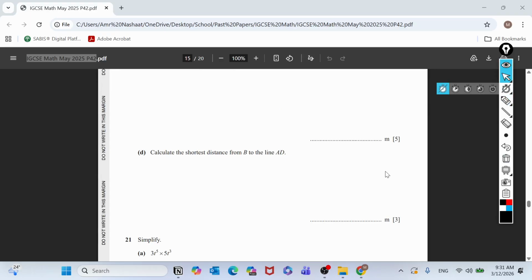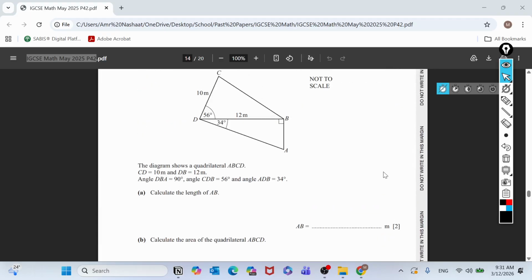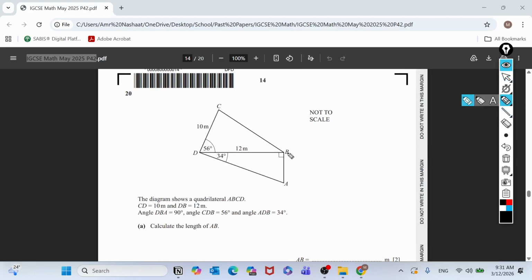Calculate the shortest distance from B to the line AD. So this is the line AD, this is B. The shortest distance is going to be the perpendicular line.